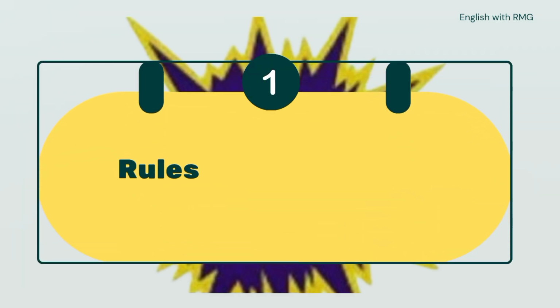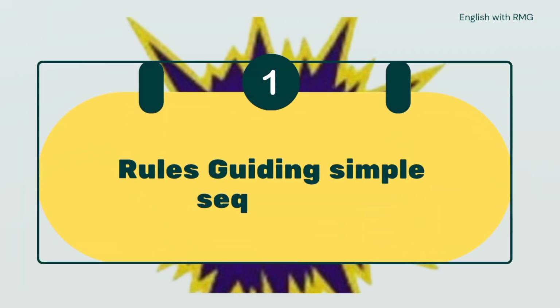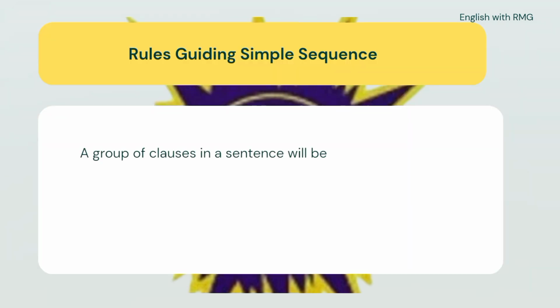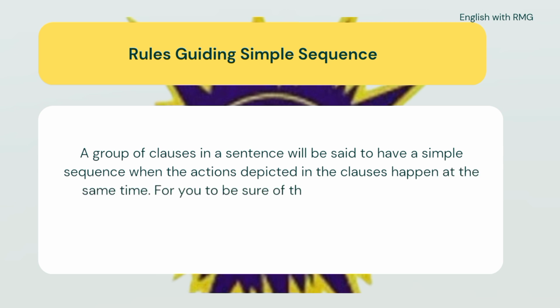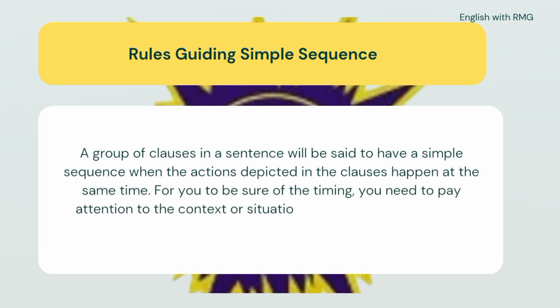So, rule 1, which is rules guiding simple sequence in English. So first, what is a simple sequence? Why do I say, oh, this sequence is a simple sequence? So a group of clauses in a sentence will be said to have a simple sequence when the actions depicted in the clauses happen at the same time. So that is, if from the context I can tell that these two actions actually happened at the same time, I would say that this structure or this sentence has a simple sequence.